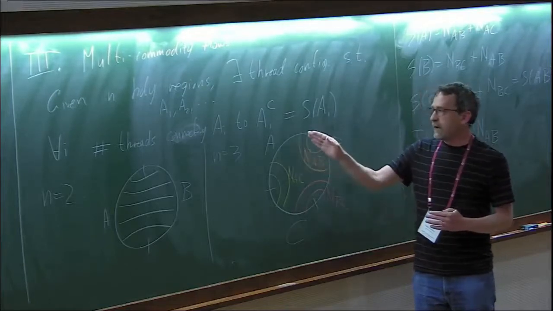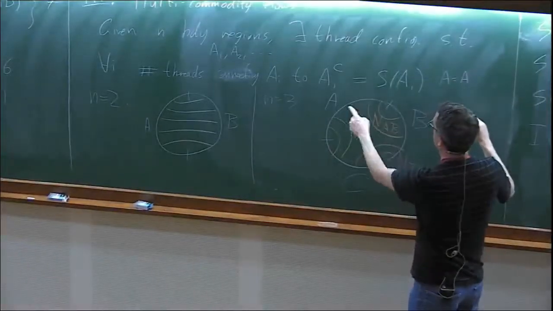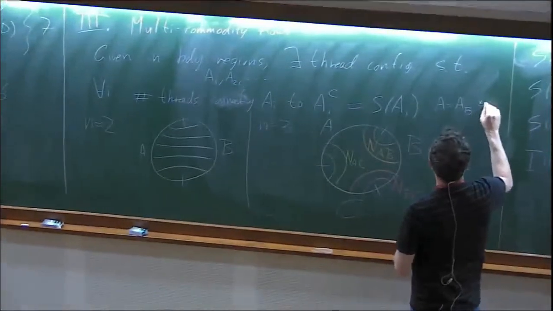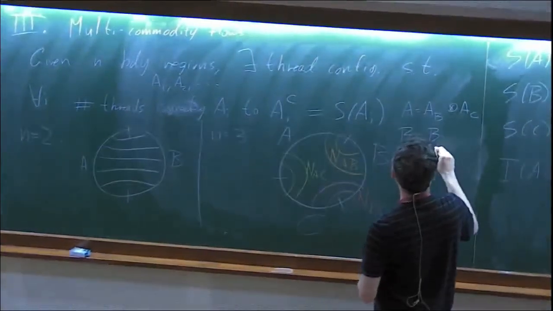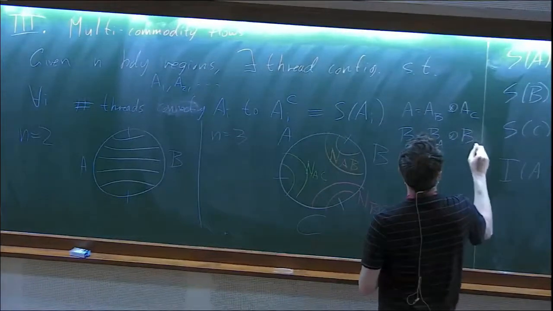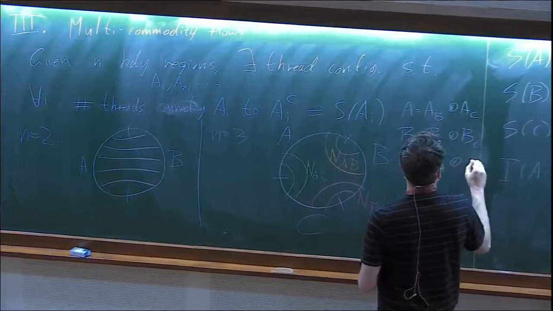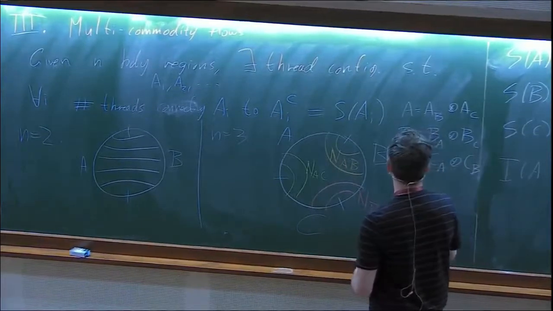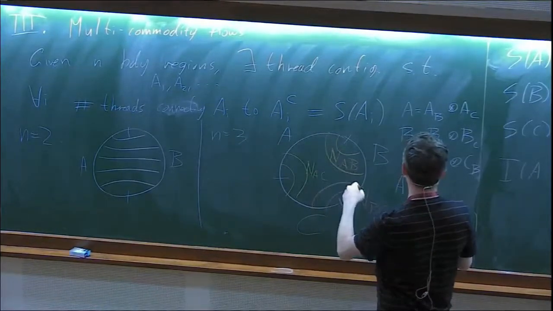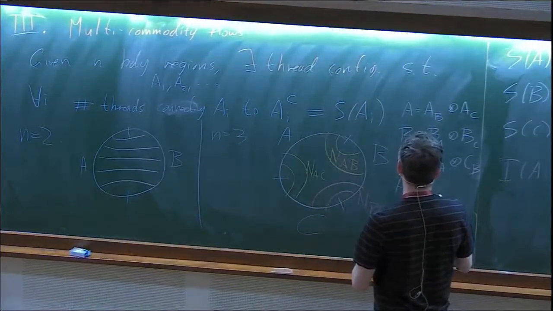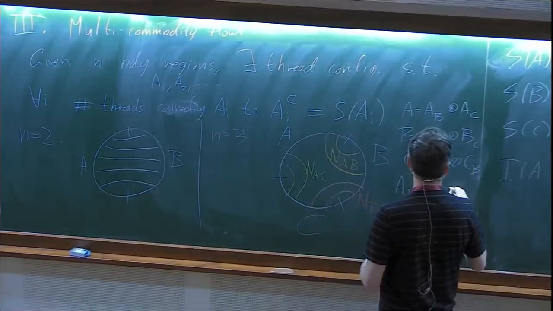So A admits a decomposition into a part of A which is going to be entangled with B, and a part which is going to be entangled with C, and similarly for B and C, such that the part of A which is entangled with B union the part of B which is entangled with A is just a bipartite pure state.